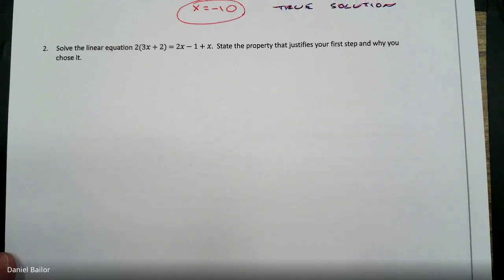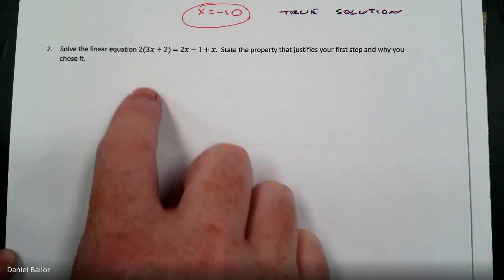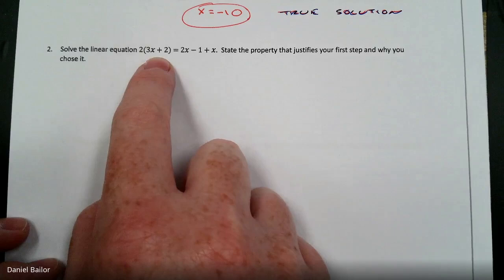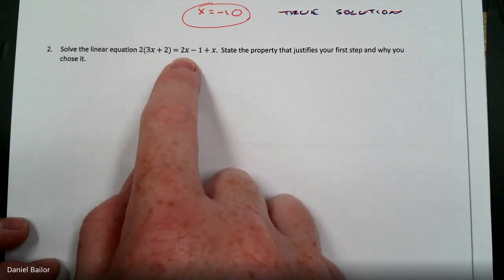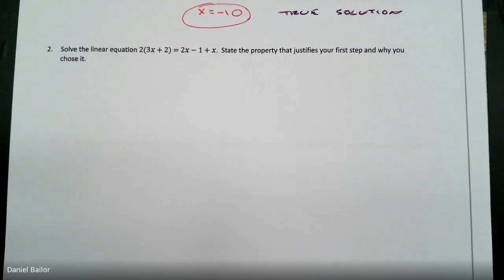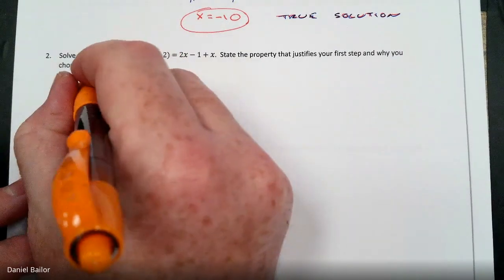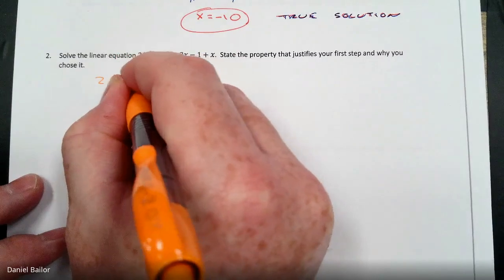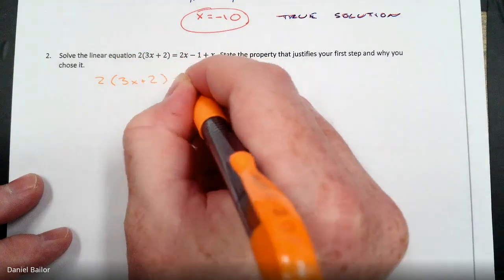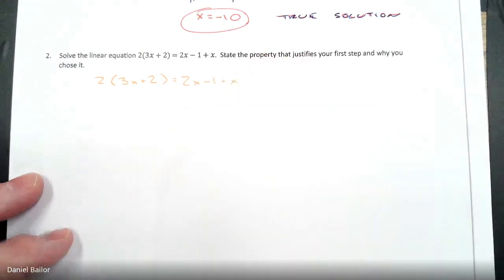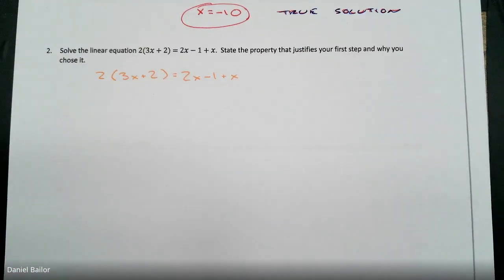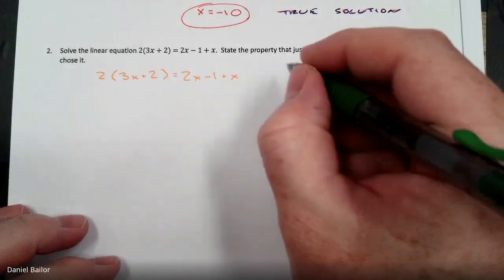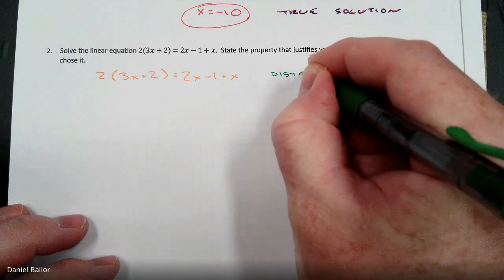It says solve the linear equation 2 times 3x plus 2 times the quantity 3x plus 2 equals 2x minus 1 plus x. State the property. Okay, so let's work on this. First thing I'm going to do is I'm going to copy the equation it gives me, paying attention and making sure I copy it precisely. And now I'm going to think about what to do. Well, first thing I'm going to do, I'm going to actually use the distributive property first.